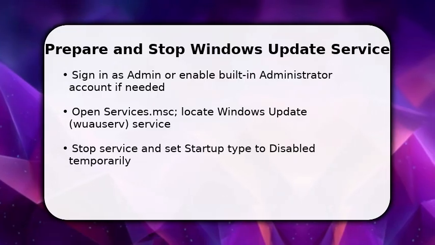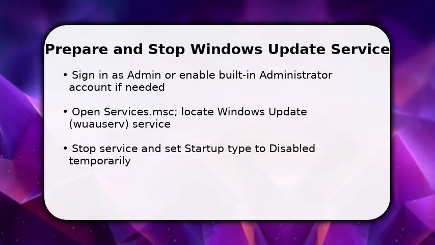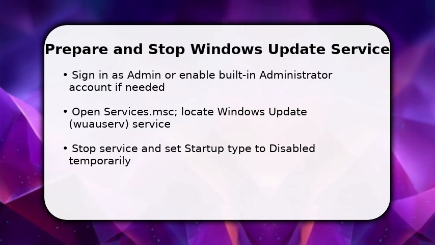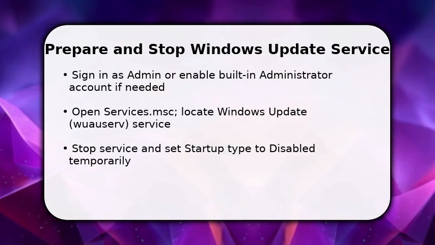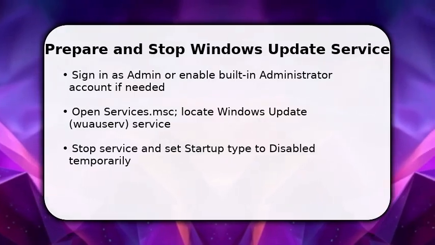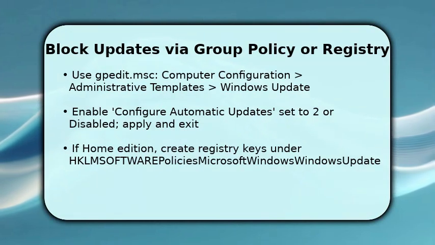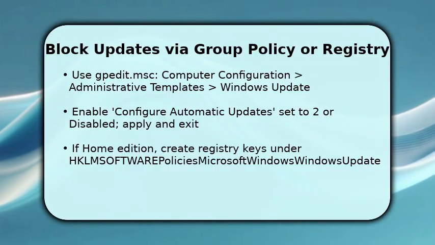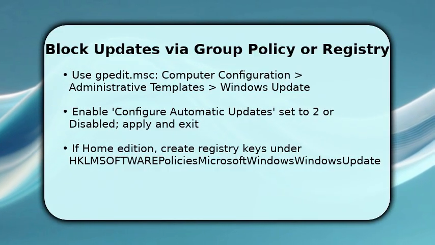This step pauses updates while you configure more persistent controls. Don't skip stopping the service first, because some later registry or policy edits won't apply until the service is stopped. Next, implement a persistent block using Group Policy on Pro/Enterprise or the registry on Home.